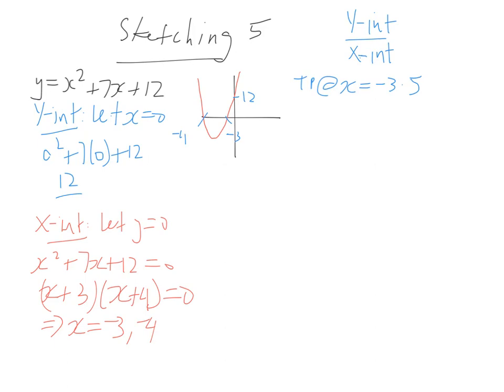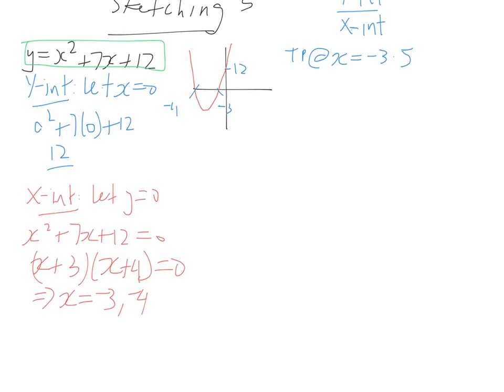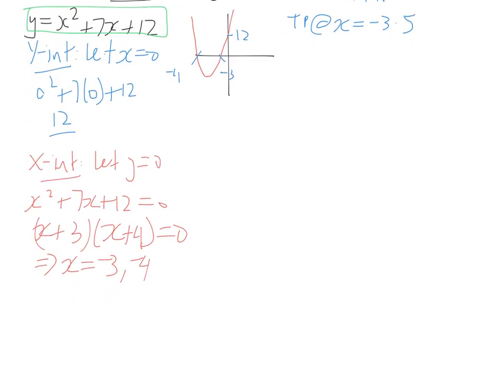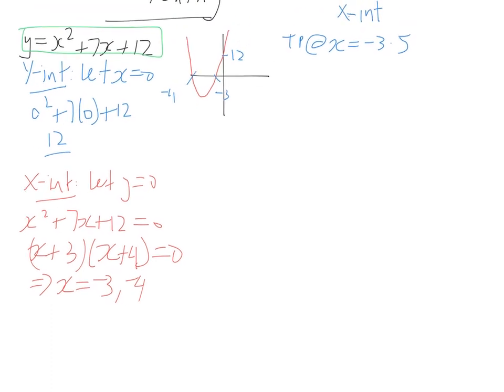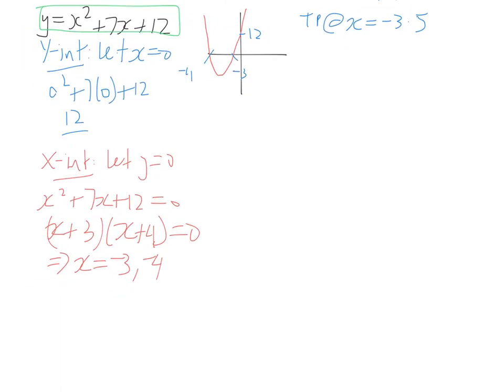Straightforward. Now, we can find the turning point by completing the square. So let's say I'm going to use a different colour. So we're dealing with this. Make some room. Alright, cool. So we're going to complete a square with that. So we're going to say y equals x squared plus 7x plus 12.